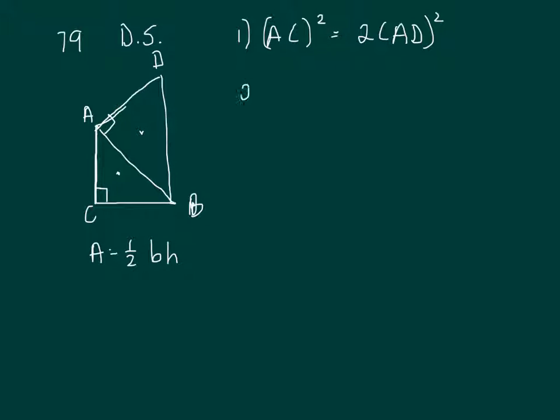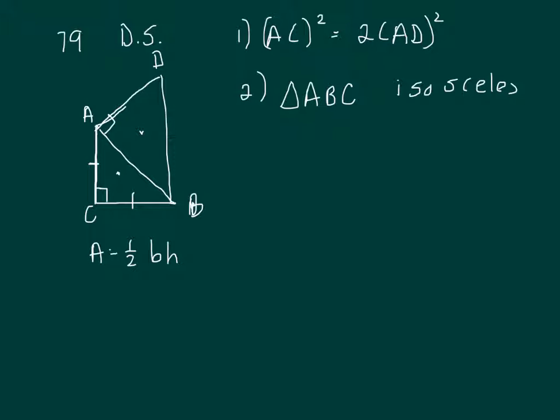Now, what does clue 2 tell me? Clue 2 tells me that ABC is isosceles. So that means two sides are equal, so these legs are equal. That's 1/2 base times height, but that doesn't help me find the area. I don't know anything about triangle ABD, so that doesn't work. So neither one of them works, so now we put them both together.